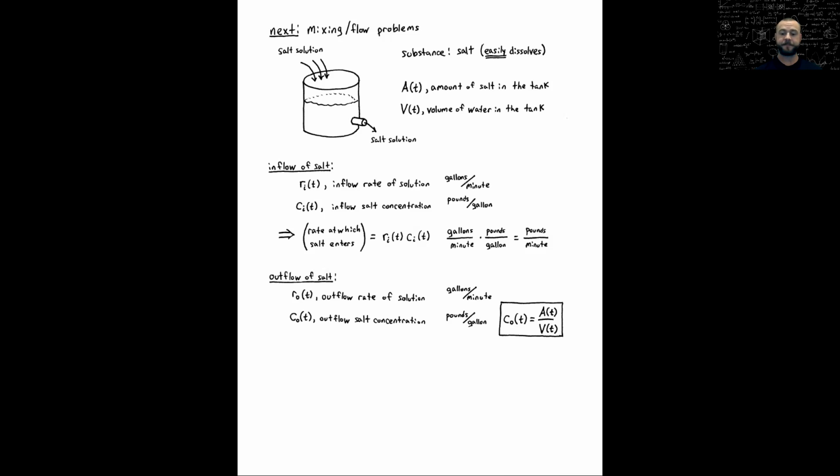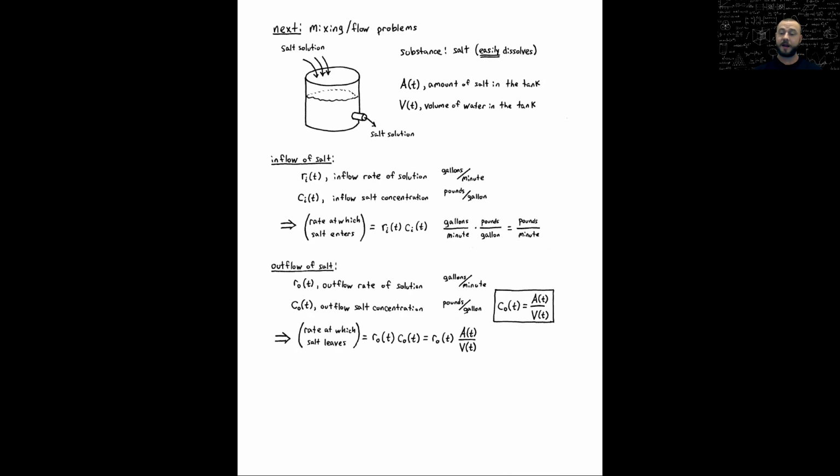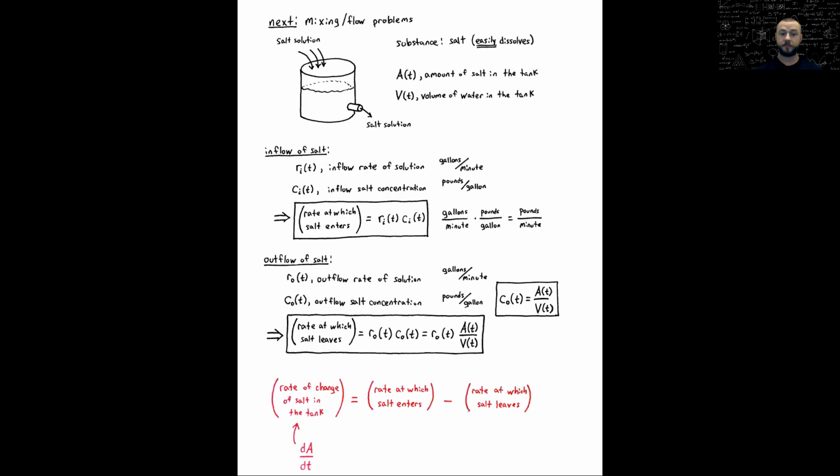All the units are still the same. And again, if we multiply the outflow rate by the outflow concentration, we get the rate at which salt leaves. We're going to replace the outflow concentration, C sub o of t, with that algebraic expression, A of t divided by V of t. All right, and we now have our two ingredients. We have the inflow rate of salt covered, the rate at which salt enters, as well as the outflow.